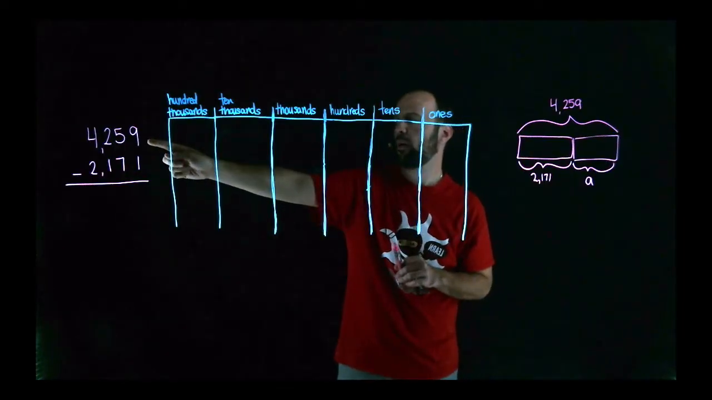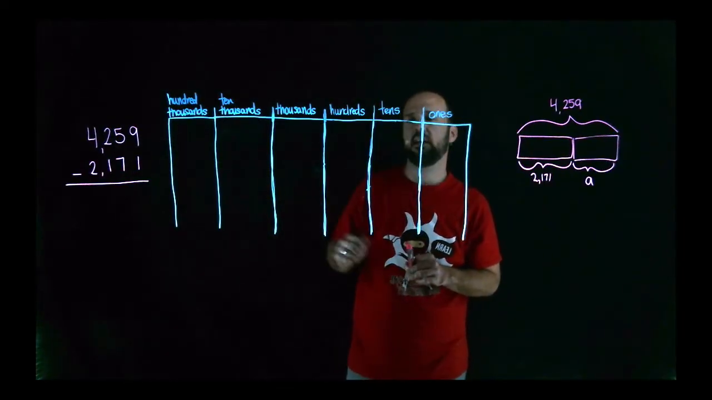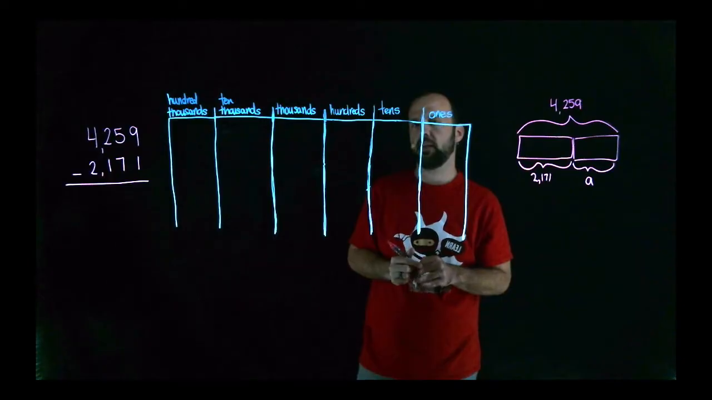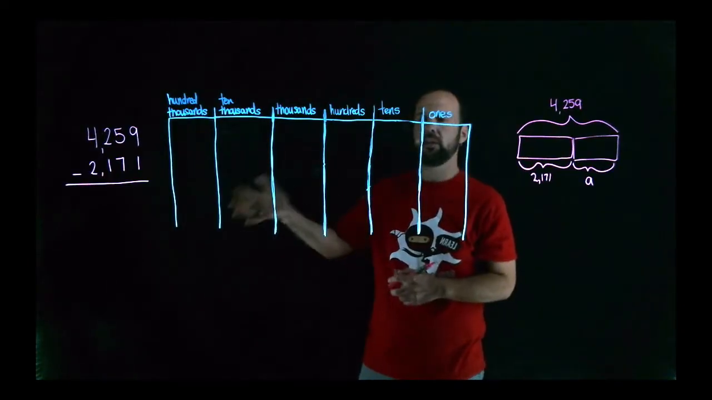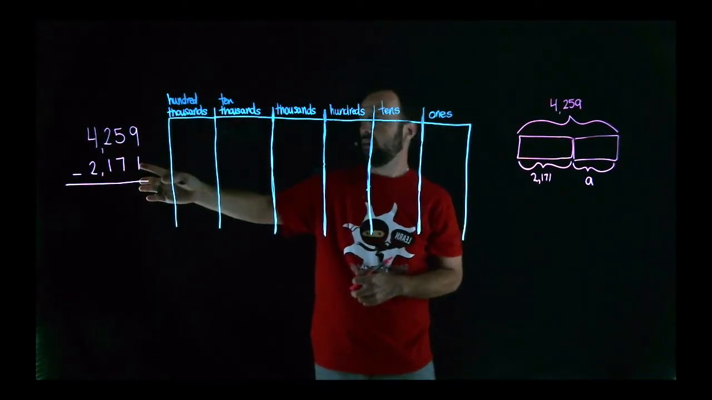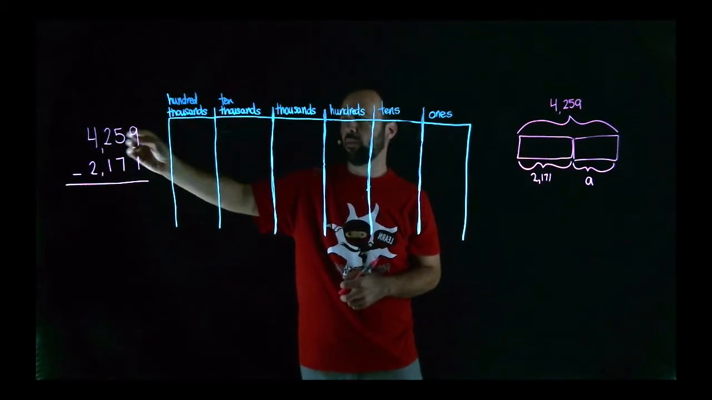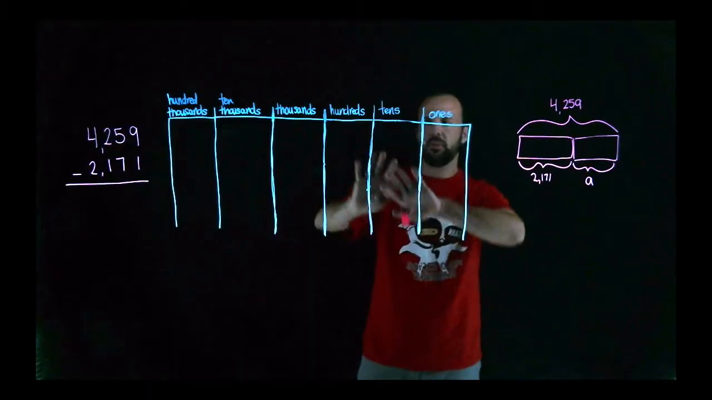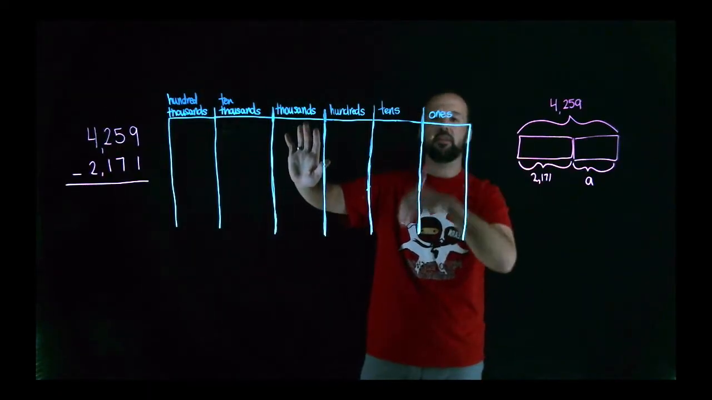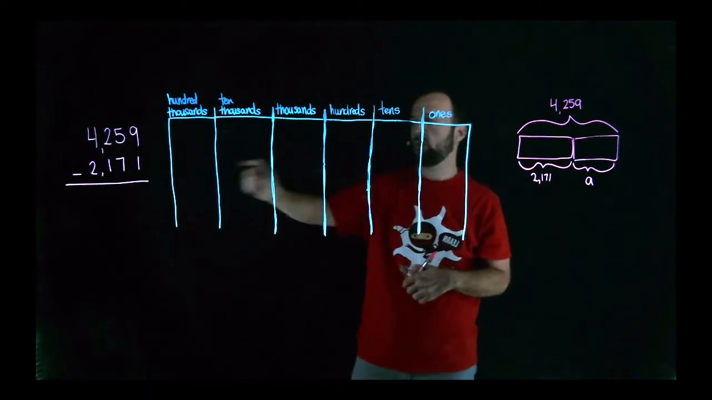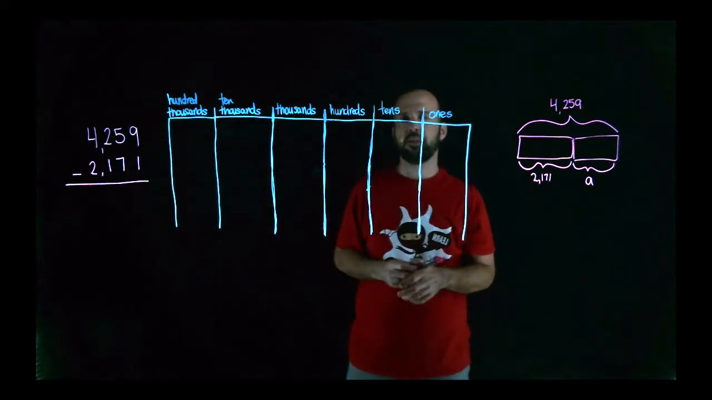I'm only going to be worried about 4,259 representing that here. Why is that? Okay, well, we don't have to worry about modeling this number because we only want to worry about the whole number, what we're starting with, and we're going to take everything else away from that. So we need to model that first number and then cross out the parts that we're going to be taking away. So we don't have to worry about this guy, we just model the top number.